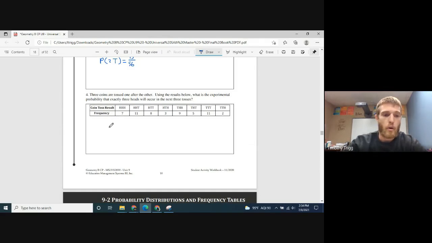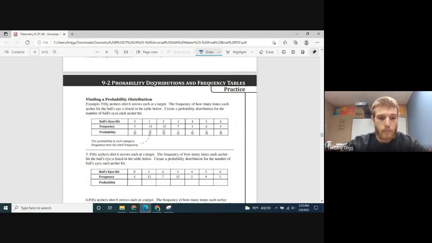Now let's work on number 4. 3 coins are tossed, one after the other. Using the results below, what is the experimental probability that exactly 3 heads will occur in the next 3 tosses? Exactly 3 heads? Well, that's only this outcome. See if you could finish writing that one. Let's move on.